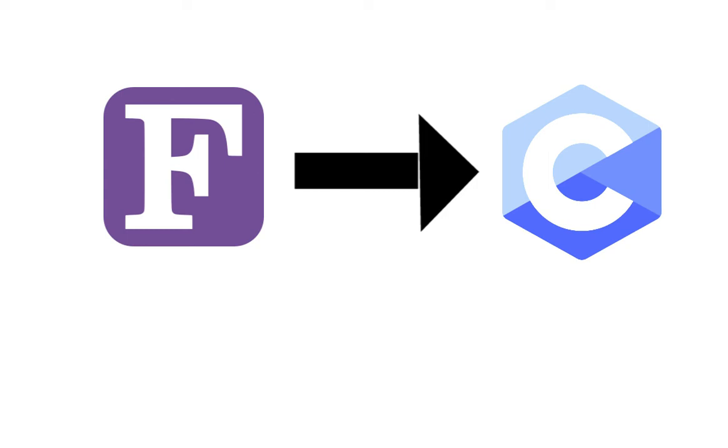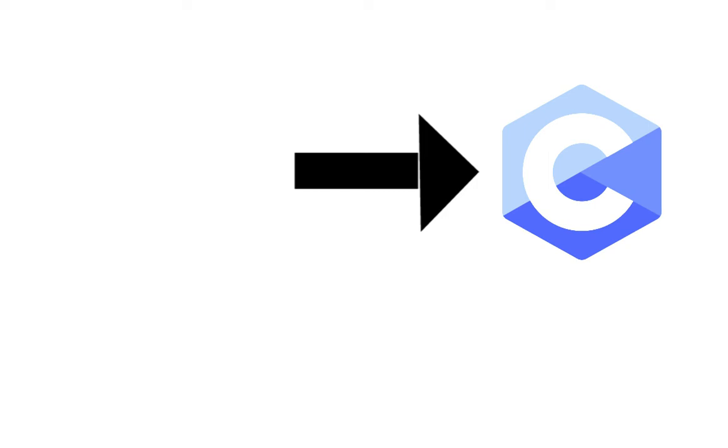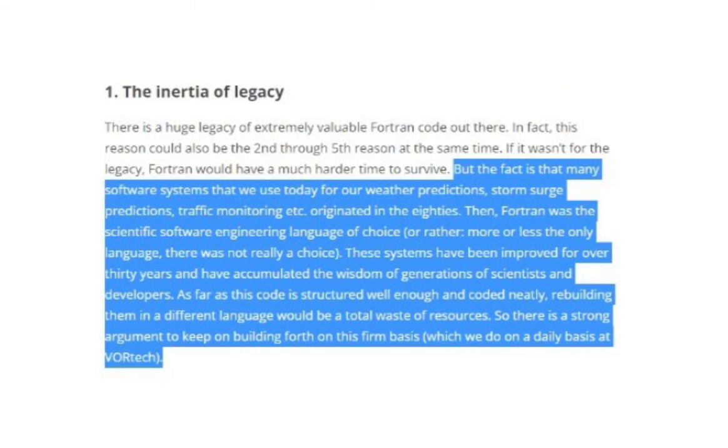Well, this was well put down in a vlog by Vortec. The vlog stated that many of the software systems we are using today, like the weather prediction system, the storage prediction system, and traffic monitoring systems, were all developed using Fortran. So switching to a different language would be a total waste of time, since the code these systems were developed in was well structured and coded neatly.